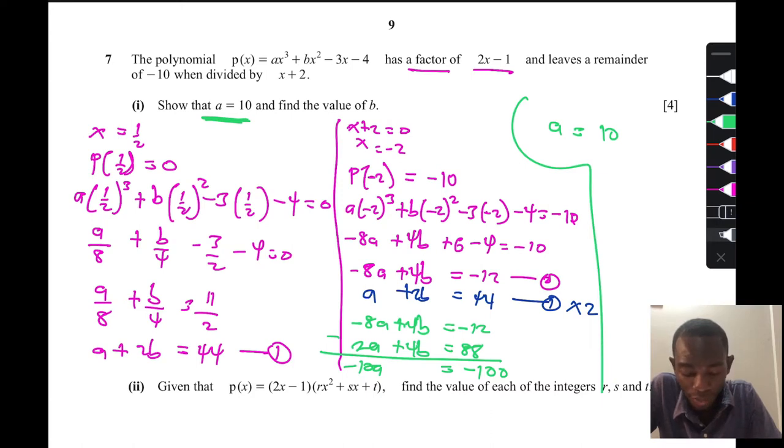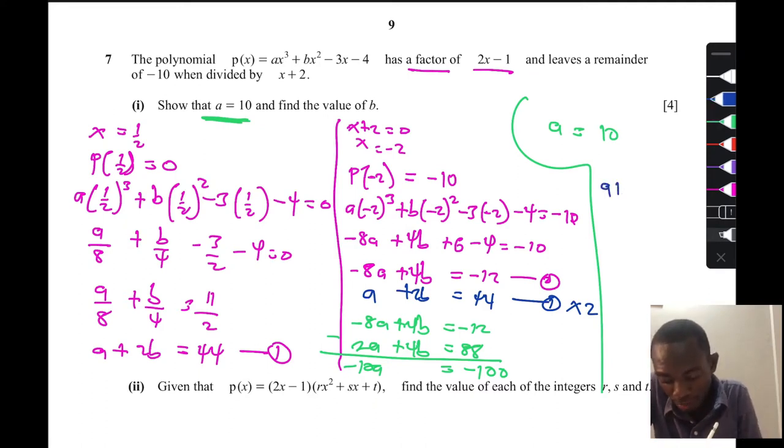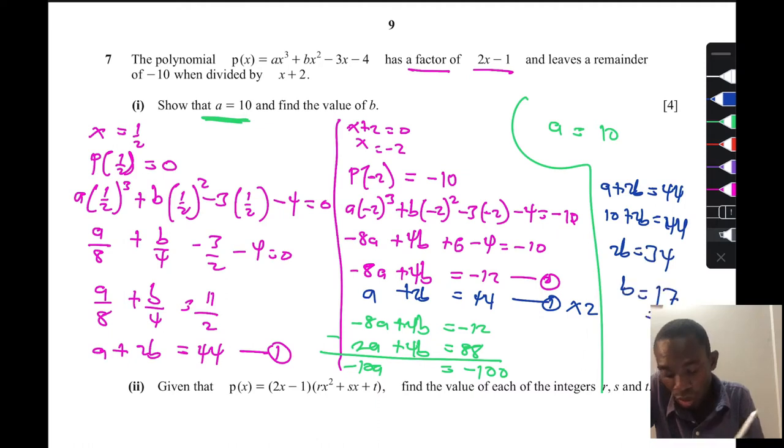Then the next thing is to find the value of b. Well, put it in one of the equations. Maybe equation 1 will be okay for us. So if equation 1 is a plus 2b equals 44, and we know a is 10, so we have 10 plus 2b equals 44. Therefore, 2b is equal to 34, b is 17. Okay, so you found the values of a and b.